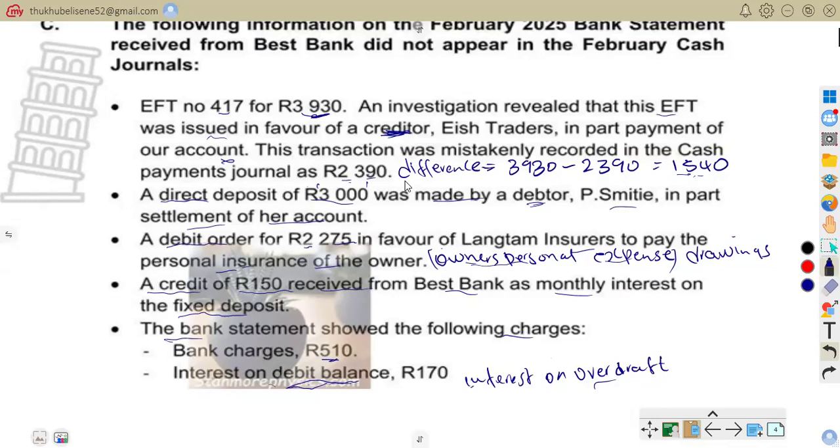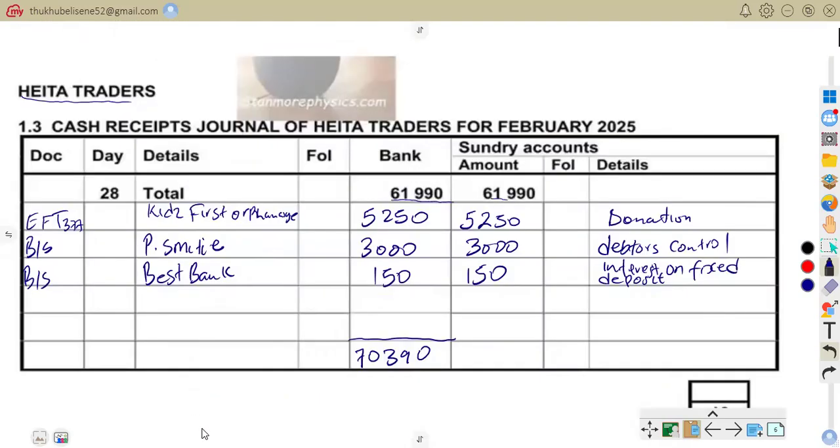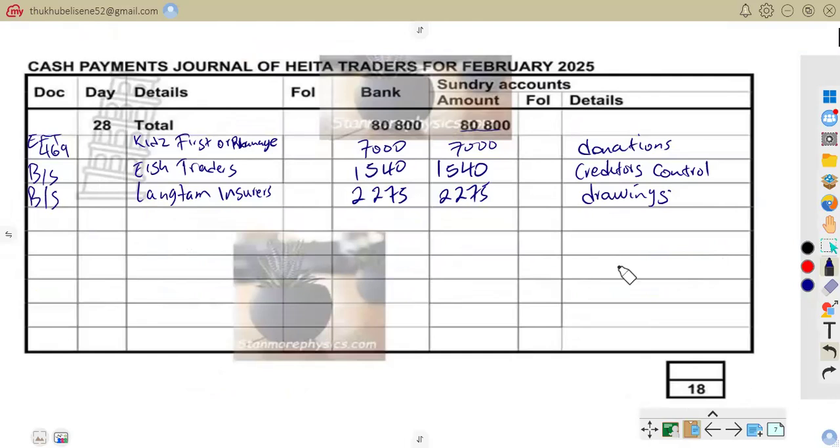So that is that. Now let us go record these charges, like I said, under cash payment journal. So here we are under cash payment journal. We are going to have this document, Best Bank. These charges are charged by our bank that we're using, which is Best Bank.